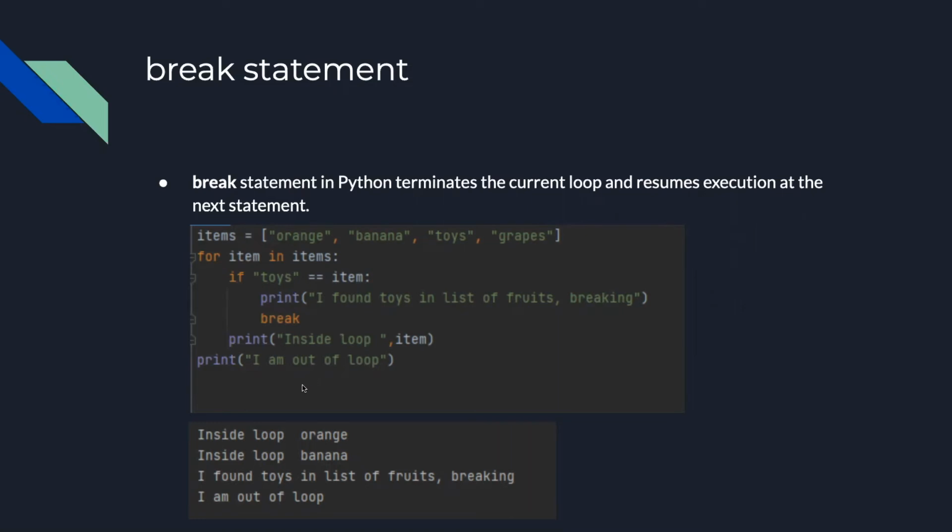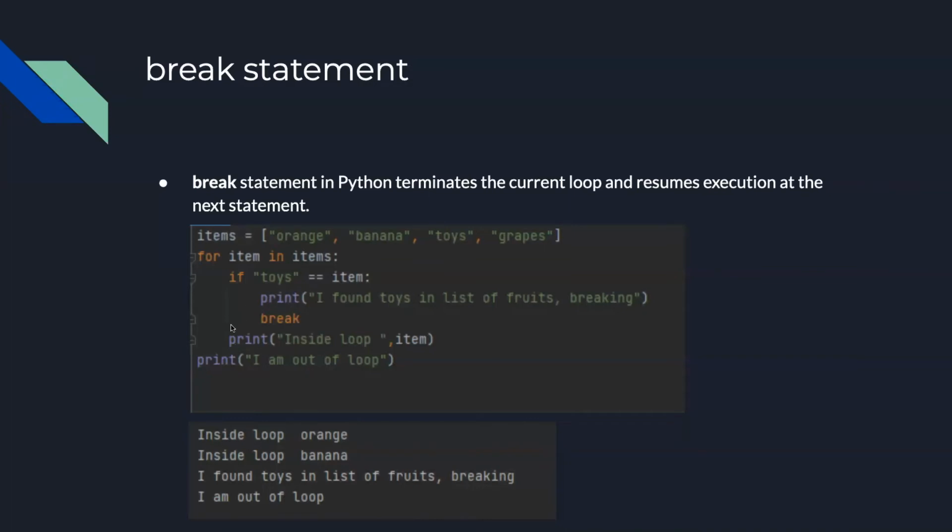So in this case, we start in here. We have items: orange, banana, toys, grapes, and then for item in items, if toys is equal to item, then we print that. So on our first iteration of the loop, item is orange. So if toys is equal to orange, in this case it's not. So this evaluates to false. So we never execute the line of code inside of this if statement.